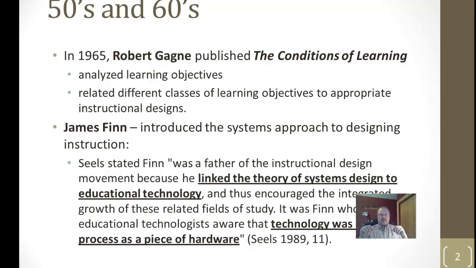In this case, in the '60s, you would have had overhead projectors, you would have TV, those types of things. So it's tying that theory of how people learn, the instructional design aspect, to the educational technology that was available, and thus encouraged the integrated growth of these related fields of study. It was Finn who made educational technologists aware that technology was as much a process as a piece of hardware.